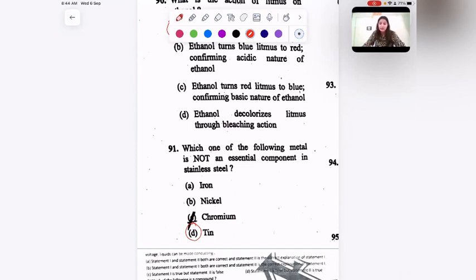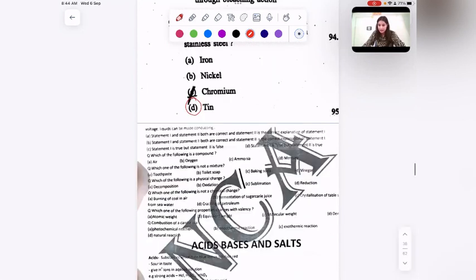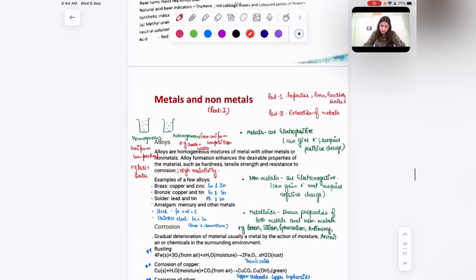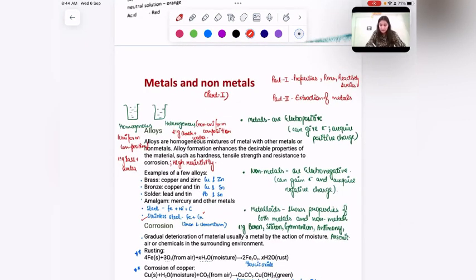So answer is tin. Let's look from our notes. For stainless steel, iron and chromium are given. Nickel is also an important component, but tin is not used. So option D, tin is the answer.